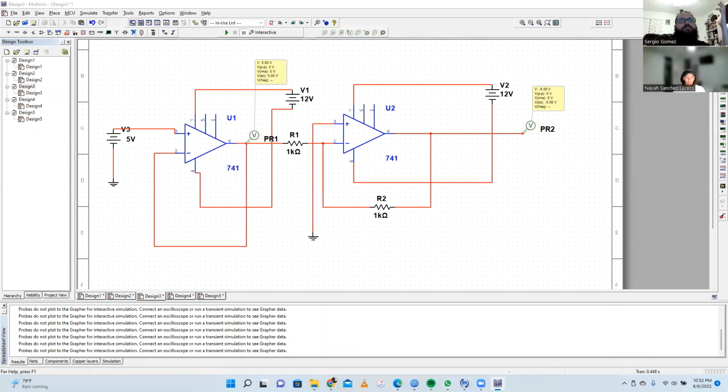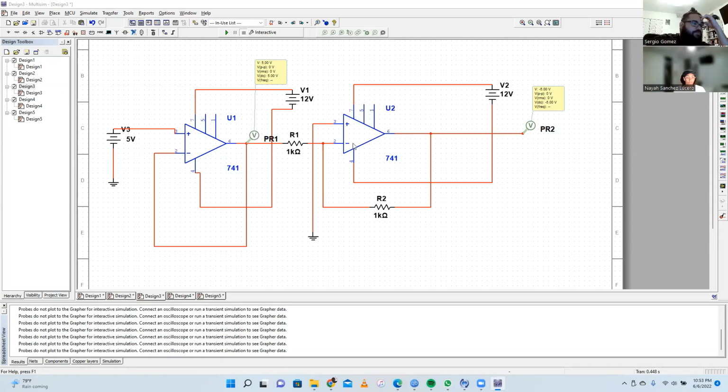For activity 3, we were supposed to set up 2 operational amplifiers feeding into each other. Within this circuit, we have 2 741 operational amplifiers. The first one has an input voltage or DC voltage of 5 volts. We set VCC for both the circuits to 12 volts, as is visible by V sub 1 and V sub 2, which are acting representative of VCC for these circuits. The first operational amplifier doesn't actually have any change in the voltage output because there's no resistors to change gain.